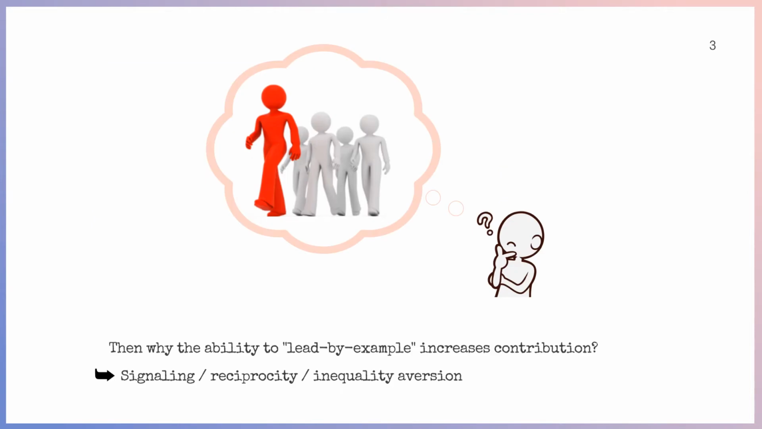Then we have one question here. What is the intrinsic power of this leadership? Is it because the leader is a special person? There are several possible explanations, like signaling, reciprocity, and inequality aversion. In this presentation, we will explore why the ability to lead by example increases contribution to public goods, and this is the main idea of this paper.